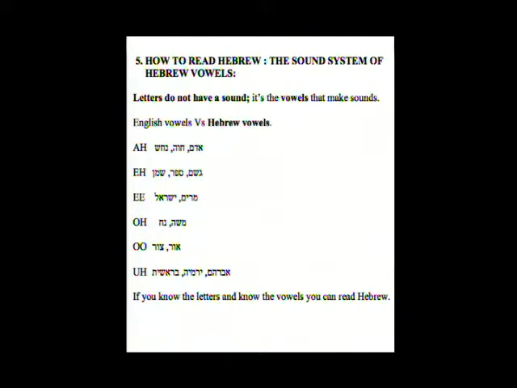So we have another system. We call it the Hebrew sound system. And that sound system is the Hebrew vowels, which is constructed in a different way than the English. In Hebrew, the vowels are little symbols. And those symbols will go above, underneath, or in the middle of each letter. And this little symbol will tell us exactly how to pronounce the letter. So if you know the letters, and you know the vowels, which in a minute I'll present to you, there are very few of them, you put this together and you can read Hebrew.